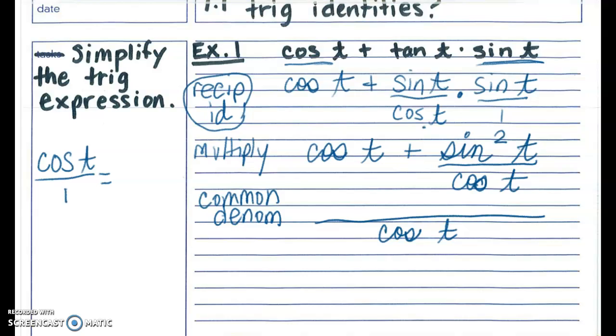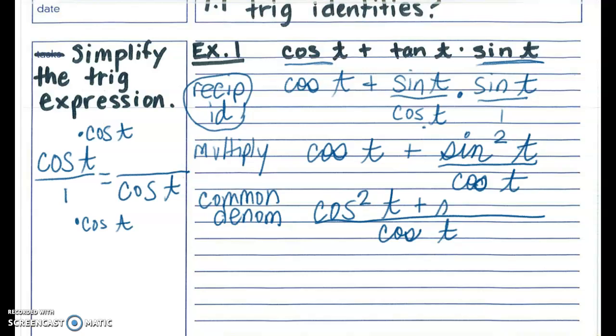So we need to make this have a common denominator of cosine t. So what is 1 times what gives me cosine t? Well, cosine t. And remember that rule, whatever you do to the bottom, you got to do the top. So the top we have to multiply by cosine t also. And cosine t times cosine t, for this guy, changes it to cosine squared t. And the sine squared already had cosine t as its denominator, so we just keep the numerator.